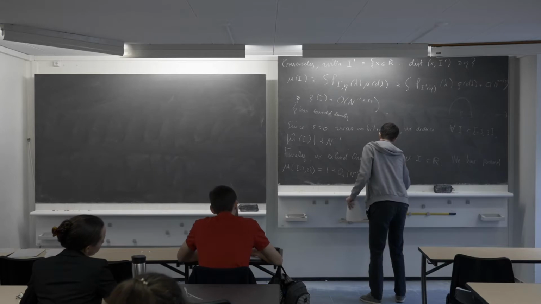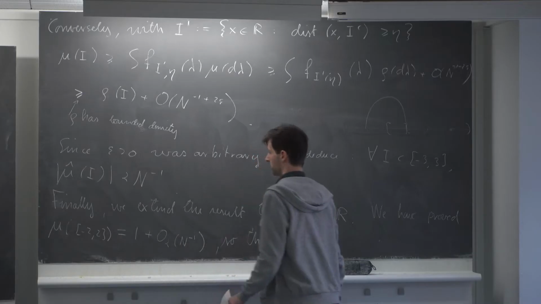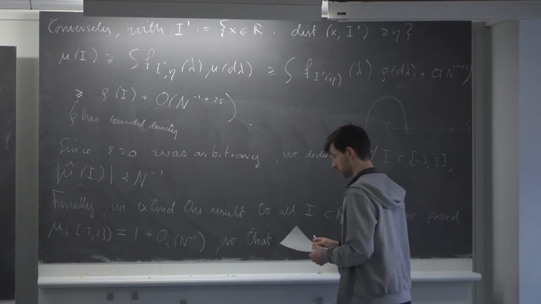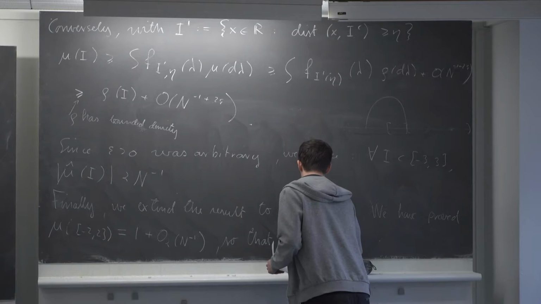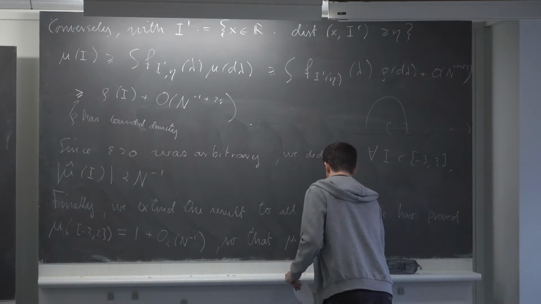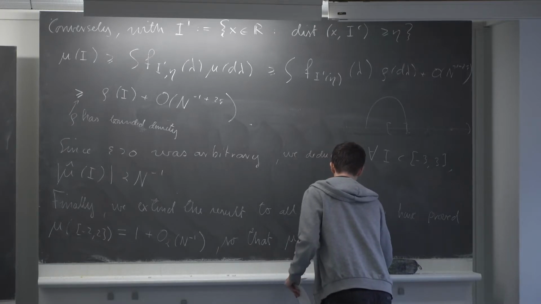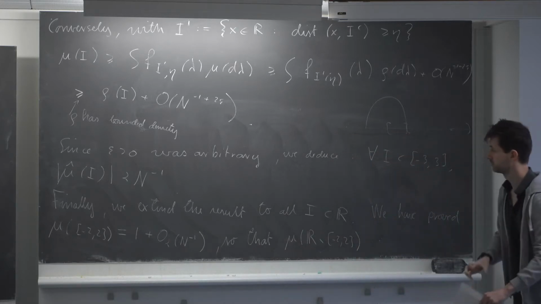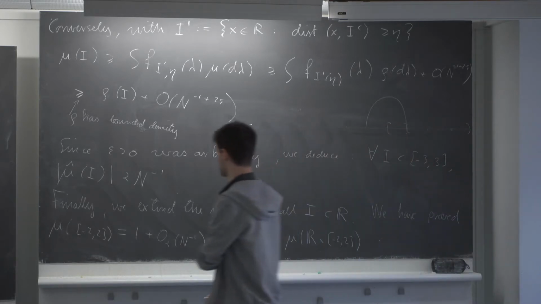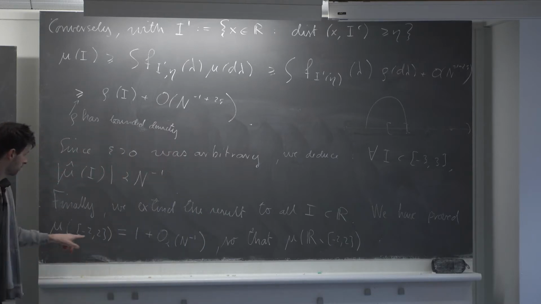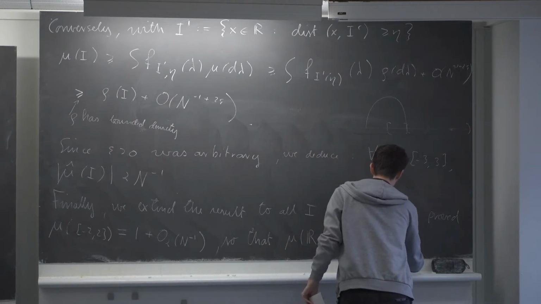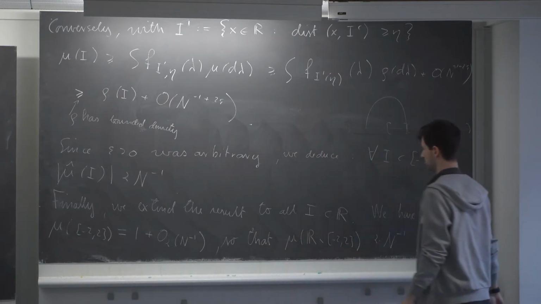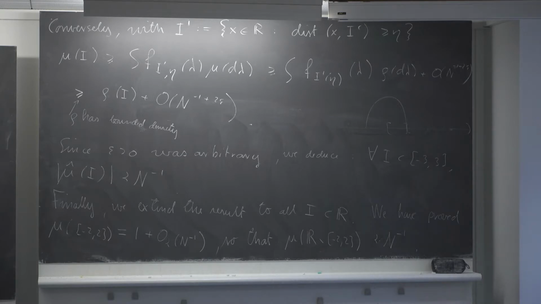Okay. So what does this say about the complement, the measure of the complement? We know that mu is a probability measure. So if I take 1 minus on both sides, I get the integral mu of the complement. This gives me 0. We know that the total mass outside of this interval minus 2, 2 is bounded by 1 over n.